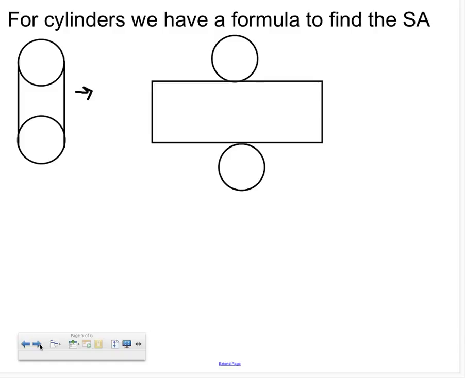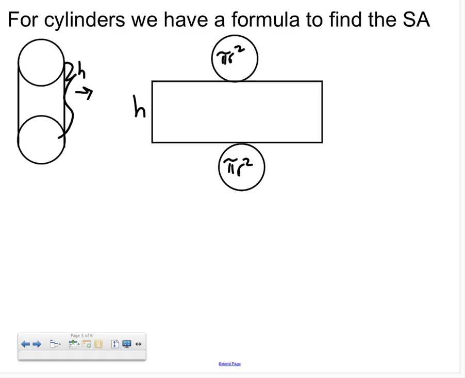And we have a formula to find this surface area, because we know that each circle has an area of pi r squared. Each circle is pi r squared units in area. And the rectangle has a height, we'll call that h, which is actually the height of the cylinder itself. So this right here is also h. So the rectangle is h units high.